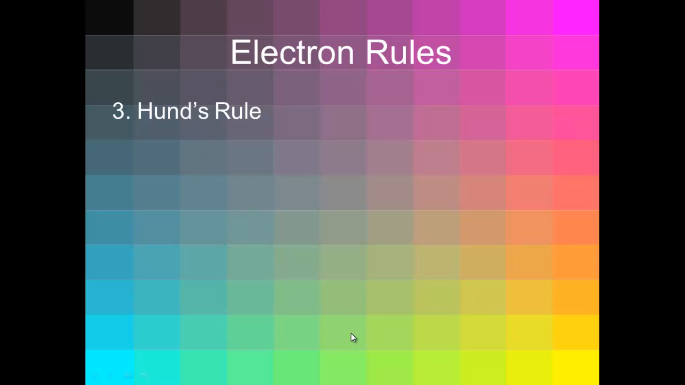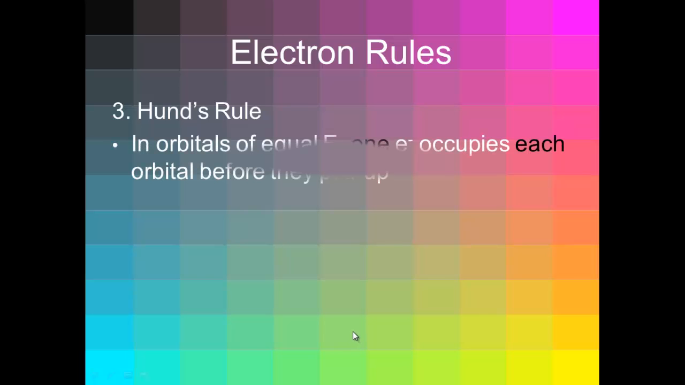Rule number 3 is called Hund's Rule. And Hund's Rule says in orbitals of equal energy, that would be like the 3 houses on P Street, 1 electron occupies each orbital before they pair up.